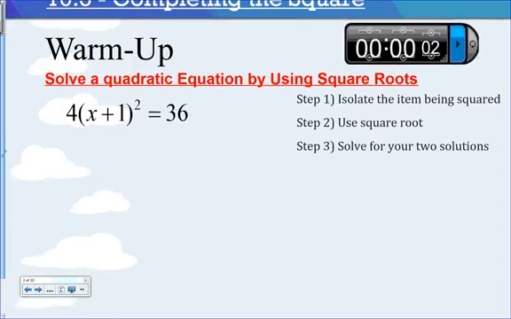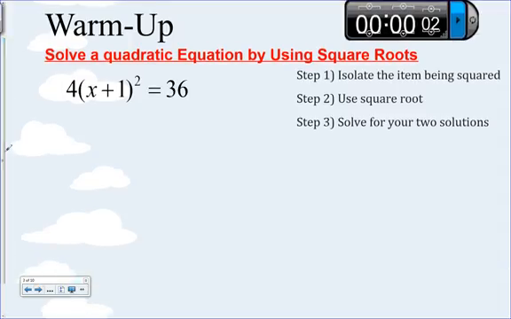So first, let's do this warm-up from yesterday, solving using square roots. So go ahead and pause the video here. Take a couple minutes. I had a timer there set for 2 minutes. So take a minute or two and see if you can get all the way through this. It's just like the homework last night. This should be pretty simple. Go ahead.